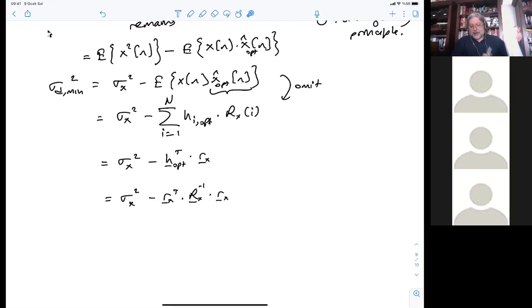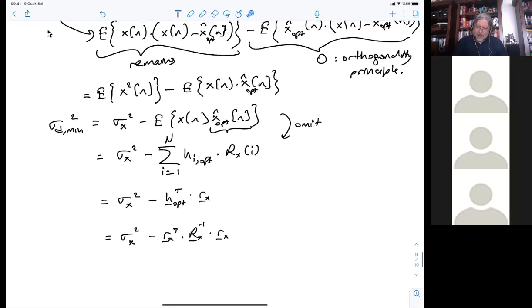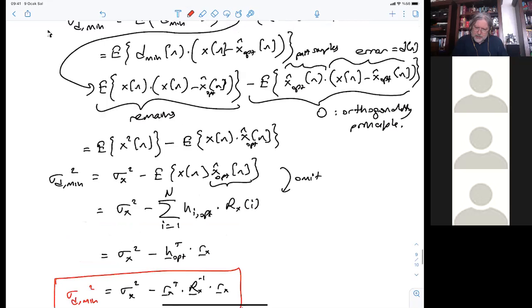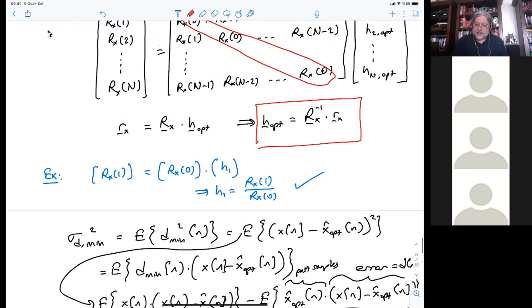So these are the things that we will have to remember when we are applying linear prediction. It reduces the energy or the power, more like power, because these are power signals. Random signals are power signals for being stationary. And the corresponding filter coefficients are given like this. These two are the important and significant formulas that we have to keep in mind.